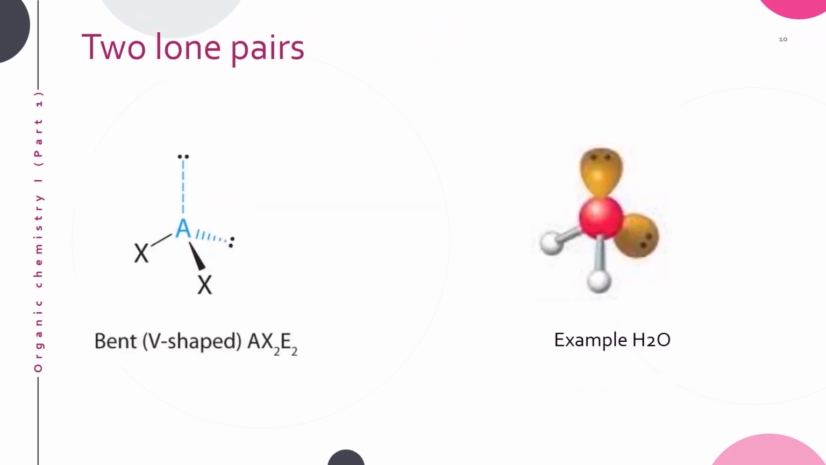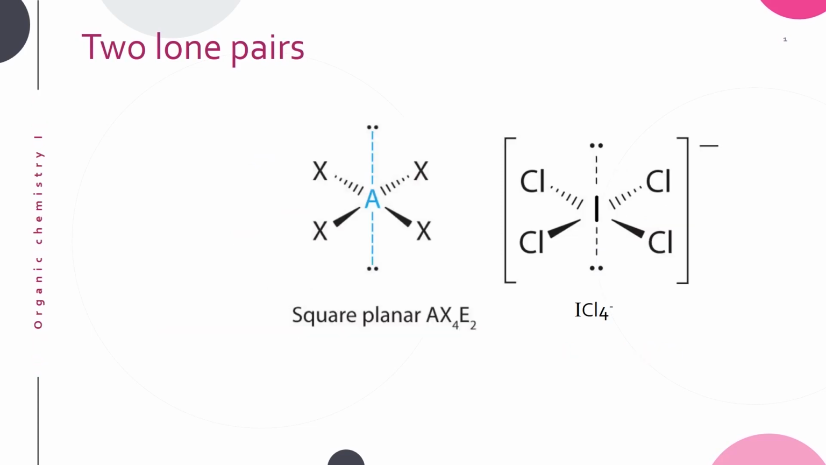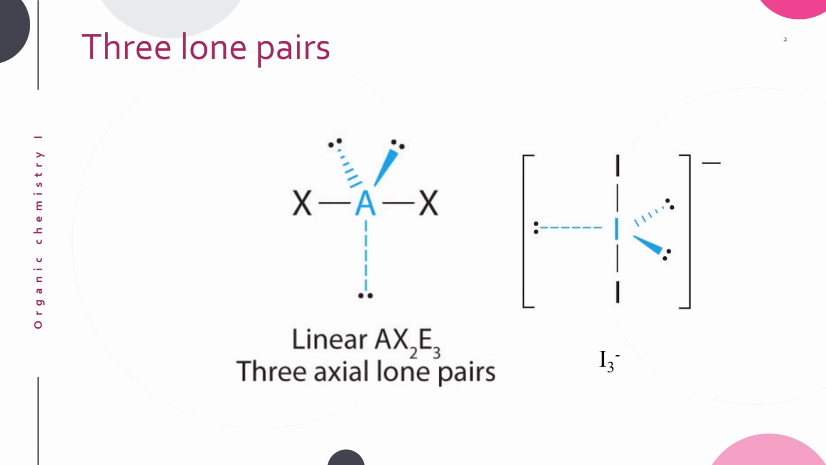The presence of 2 lone pairs and 2 bonds results in the formation of a bent V-shaped structure. Like we saw with the water molecule, the oxygen carries 2 lone pairs of electrons and is bonded to 2 hydrogen atoms. In the presence of 3 bonds with the 2 lone pairs, the molecule will have T-shaped geometry. One example is bromine trifluoride. 4 bonds and 2 lone pairs form a square planar shape. A linear shape forms when there are 3 lone pairs and 2 bonds.